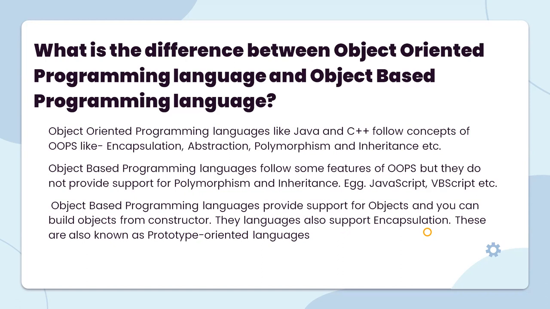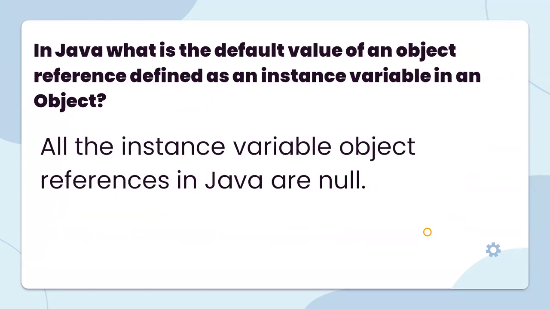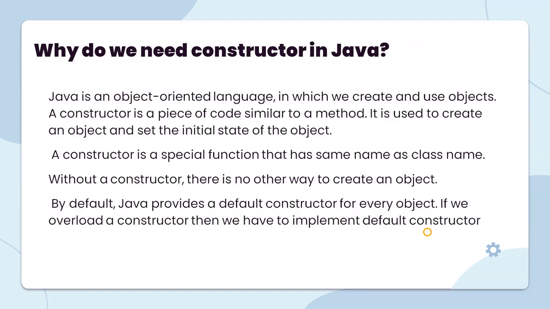Object-based programming languages support objects, and you can build objects from a constructor. These languages also support encapsulation. These are also known as prototype-oriented. Now, next question: in Java, what is the default value of an object reference defined as an instance variable in an object? All the instance variable object references in Java are null.